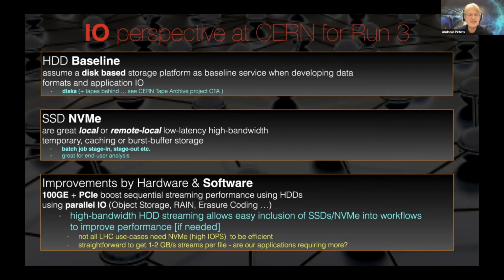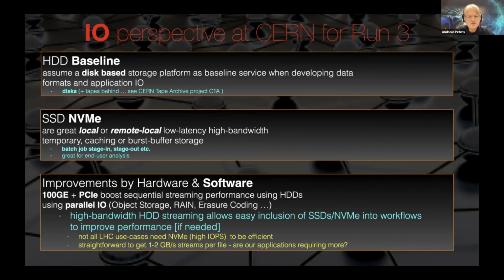So SSD and NVMe are very good for local storage, like burst buffer or caching or temporary files, or this approach where you stage in files and stage them out on a batch node. Therefore, they're really good because they give you high performance. And if you need something like random access, you can easily transform a sequential access from a hard disk into a random access on an SSD by just staging in the file. That's a very simple model, but it works effectively.